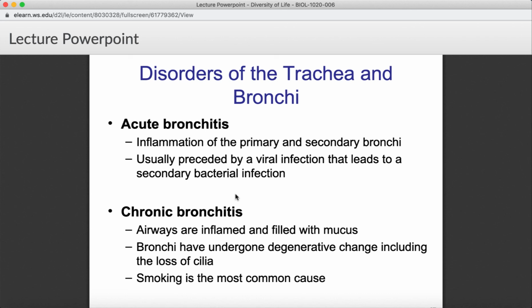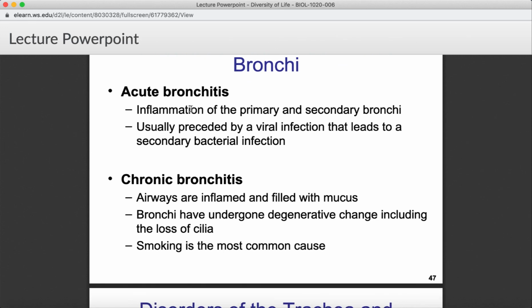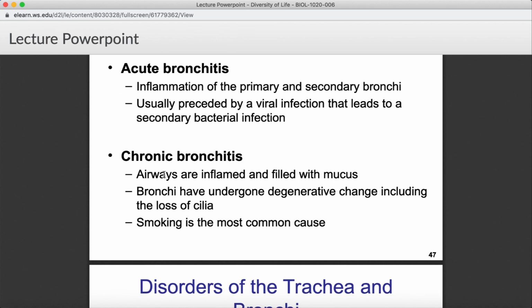Acute bronchitis, which no one here has time for. Inflammation of the primary and secondary bronchi, usually preceded by a viral infection that leads to a secondary bacterial infection. I've had this more than a few times. It's never fun. Chronic bronchitis, airways are inflamed and filled with mucus. Bronchi undergo a degenerative change, including loss of cilia, generally caused by smoking.